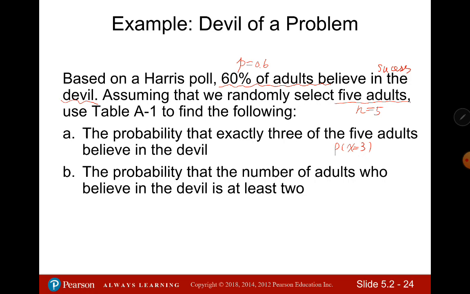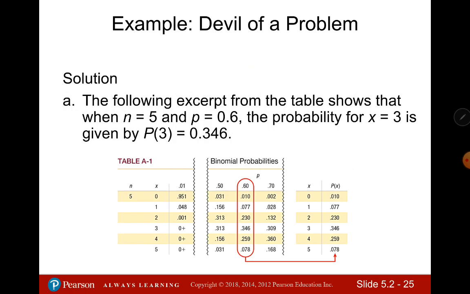Then we need to check part B, at least 2. At least 2, which means 2 or more. So let's check part A first. Just like I said, we randomly select 5 persons and we know the X number is 3. Exactly 3 persons believe in the devil. So we check the output here.